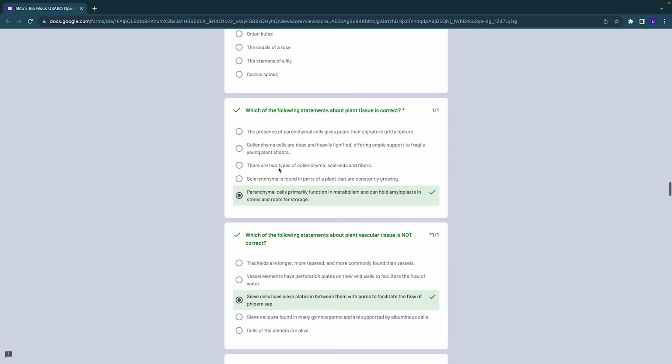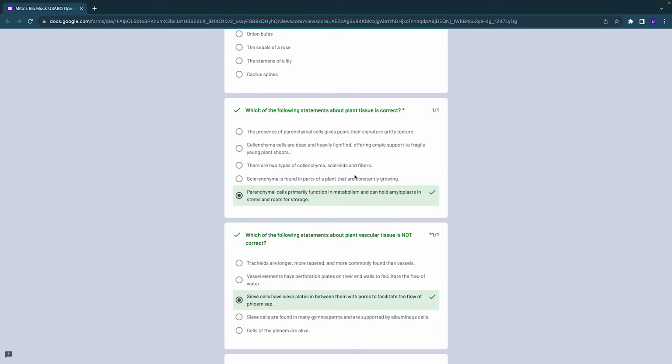Okay, which of the following statements about plant tissue is correct? So basically, it's not the presence of parenchymal cells, it's the presence of sclerenchyma. Parenchyma cells are not, this is describing sclerenchyma and then offering ample support to fragile young shoots. So parenchyma does do that, but this description is of sclerenchyma. There are two types of sclerenchyma, scleroids and fibers. This is describing sclerenchyma, not parenchyma.